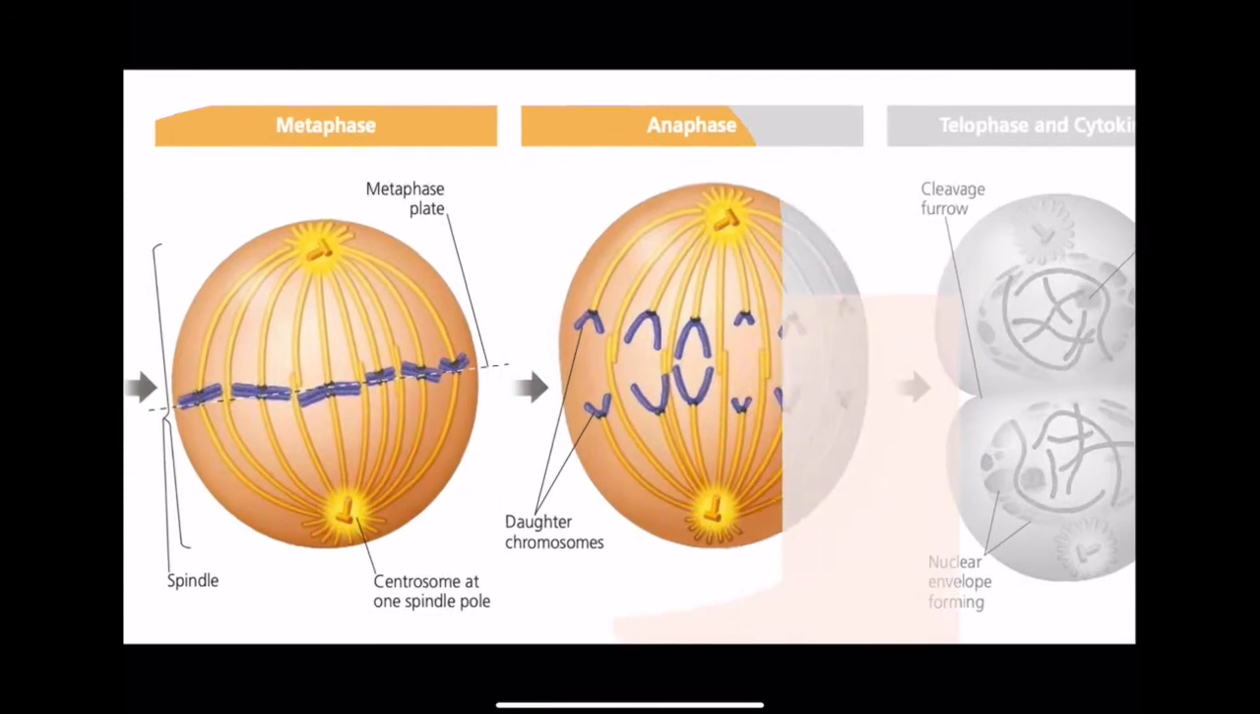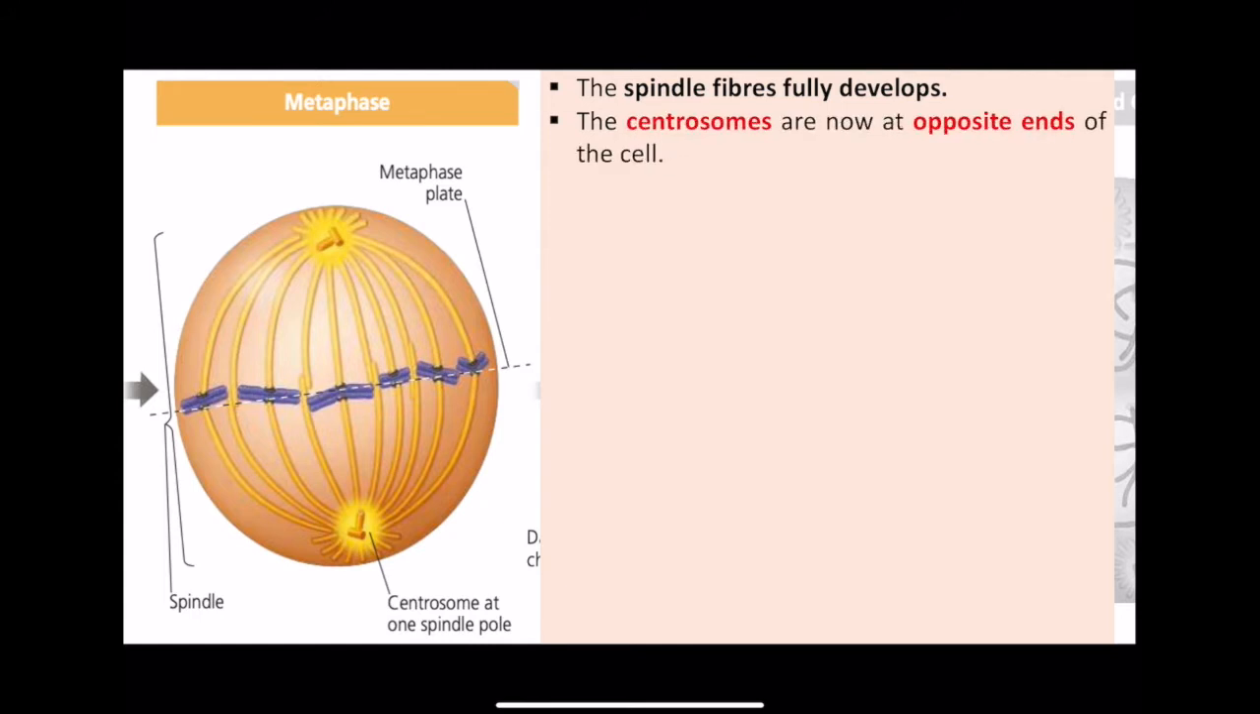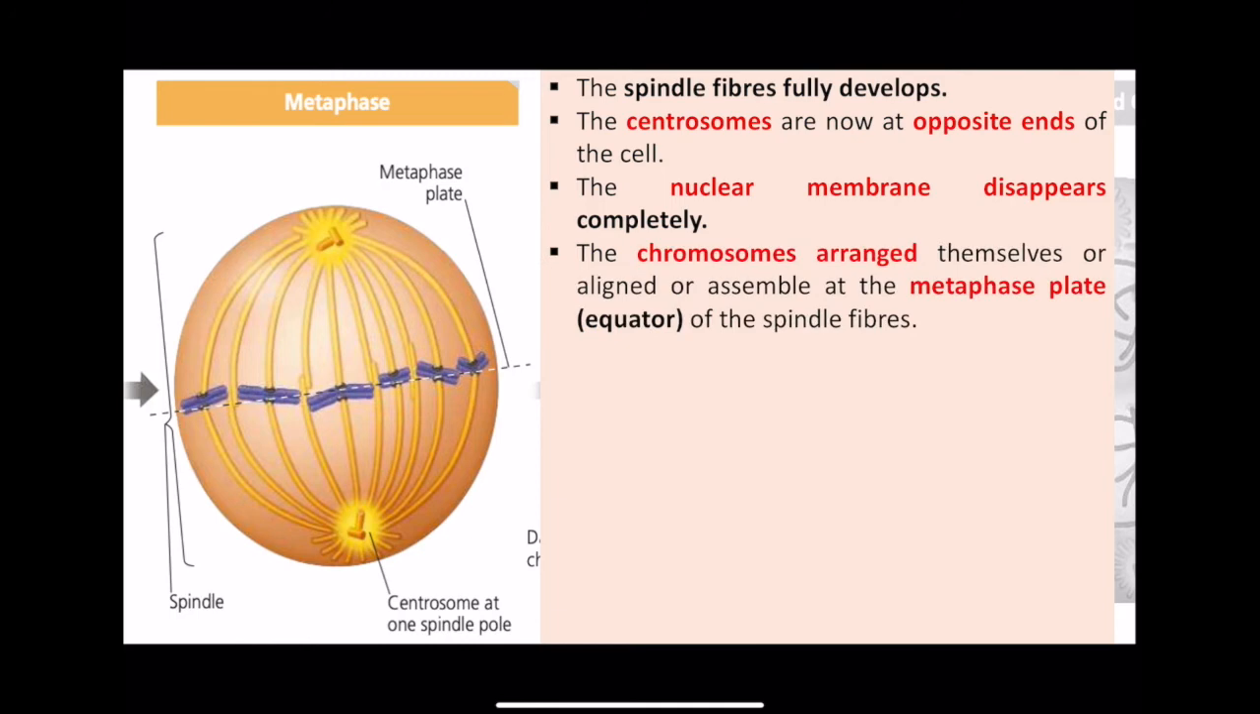During metaphase, the spindle fibers fully develop. The centrosomes are now at opposite ends of the cell. The nuclear membrane disappears completely. The chromosomes arrange themselves or align or assemble at the metaphase plate of the spindle fibers. They are attached to certain spindle fibers by a protein called kinetochore.